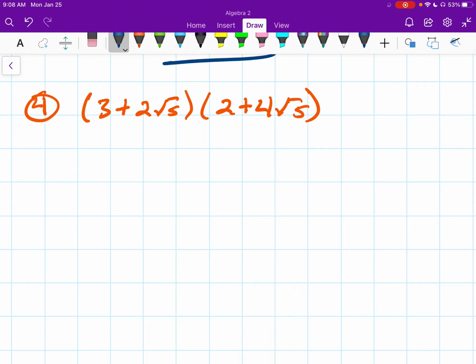We're still going to be dealing with the old idea of foiling, or whenever you distribute things and you have to distribute to there, and to there, and then to there, and to there. That's what we're going to be doing with this.